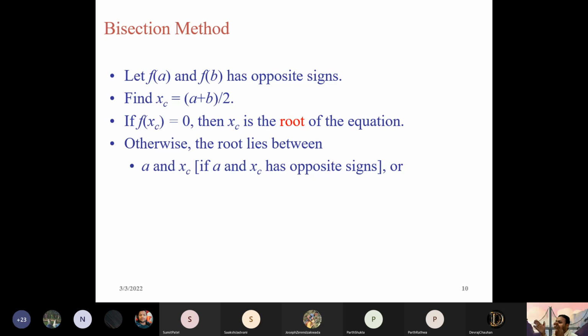Now is it clear? We have two options now. If f of xc is 0, then xc is the solution. See, try to understand because this logic has to be applied in MATLAB. I have to apply the MATLAB. Now, what are the two options? Either the root is in between interval A and XC or XC and B. At what condition? If the signs are opposite. See here, inside it, again I have to use the if else if.